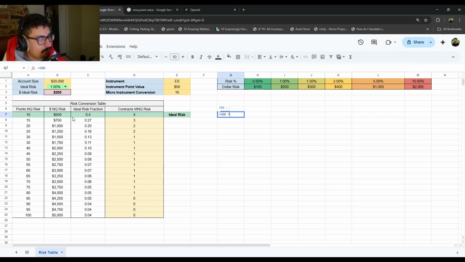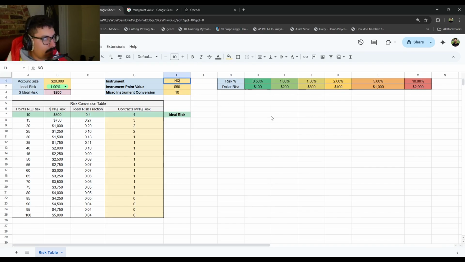500 times 0.4 right here is our ideal risk of $200. Also, if we trade 4 contracts on this move of the ES, 4 contracts times the 10-point move, so 4 contracts times 10 points, times the $5 per point of micro ES, not 50. Behind the scenes this column is dividing these two. That's also 200. So we're getting to our ideal all risk there.